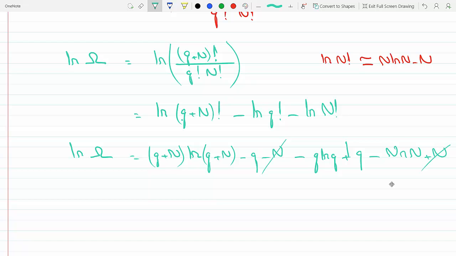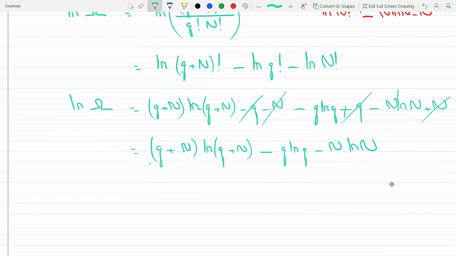So now you can see this can cancel that. This here. This can cancel this. Yeah, wait. Q minus Q, and this is plus Q. It's supposed to be plus Q because minus minus. Okay, so we are left with (q plus n) ln (q plus n) minus q ln q minus n ln n.